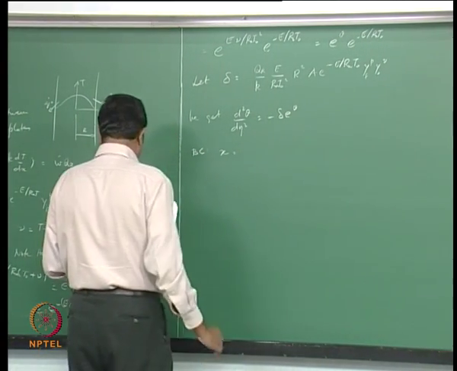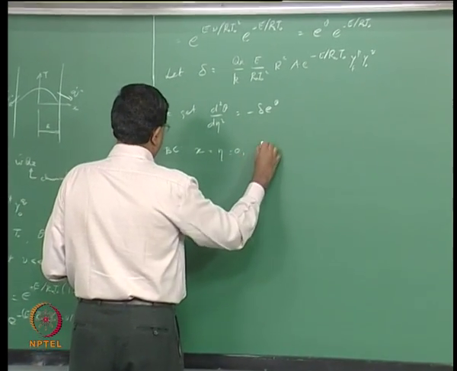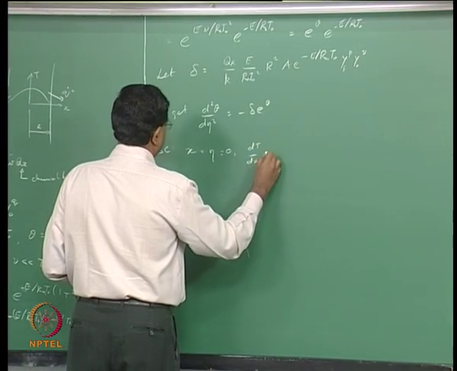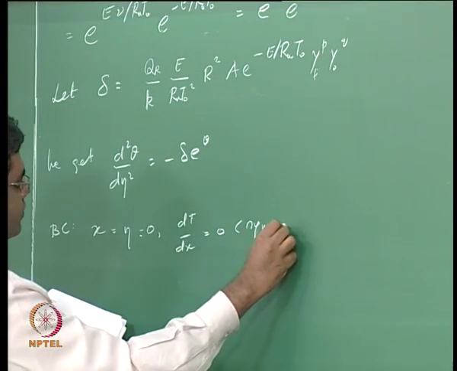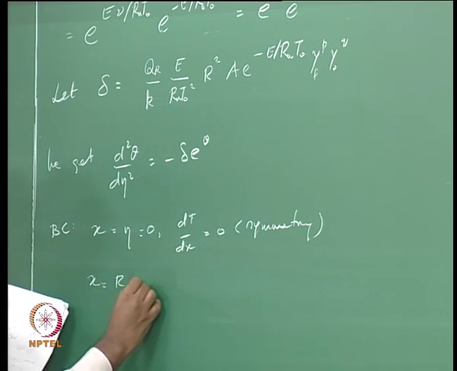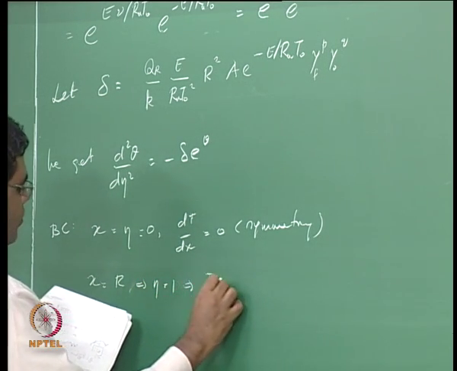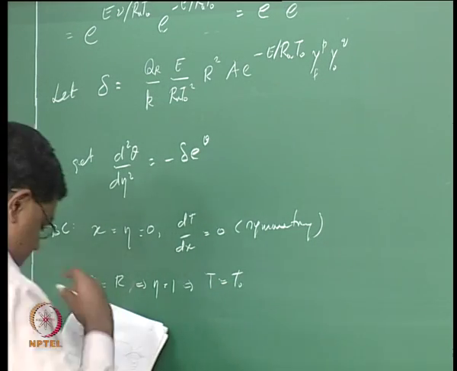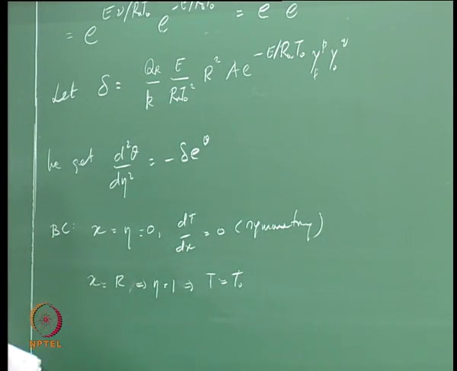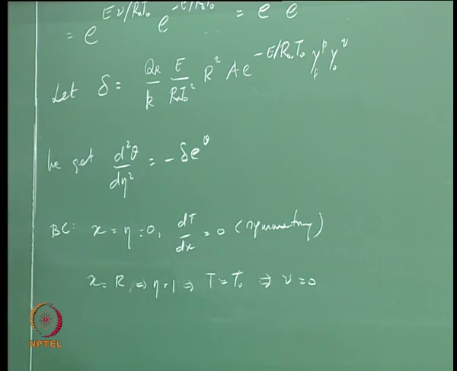So for the boundary conditions, we have x equals 0 in our new coordinates, eta equal to 0. We have to suppose that dT/dx equals 0 by symmetry, and x equals R, which implies eta equals 1. We have to have T equals T naught. If T is equal to T naught, then nu equals 0. If nu is equal to 0, then theta is equal to 0. Right?